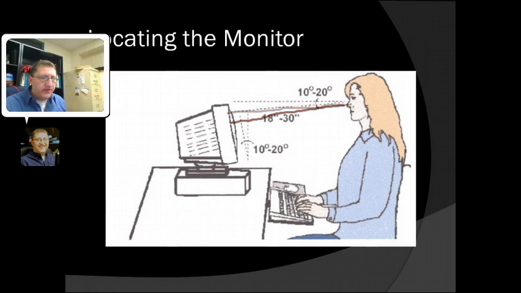And then basically the same angle for the tilt here as to the angle between eyes and horizontal. You also notice the 18 to 30 inches. That's a pretty good thing. So this may help you.